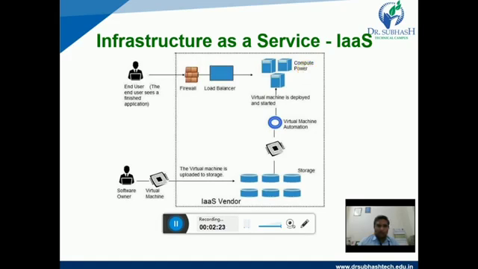Now there is an end user who is going to use the infrastructure. Before accessing this infrastructure, the user has to pass through a firewall, and also has to pass through load balancers. Then he or she can access this infrastructure which is available on the virtual machine. So this is the explanation of the infrastructure as a service figure.